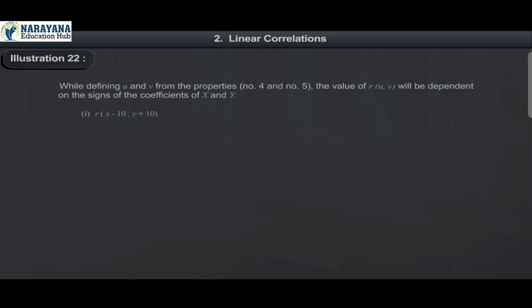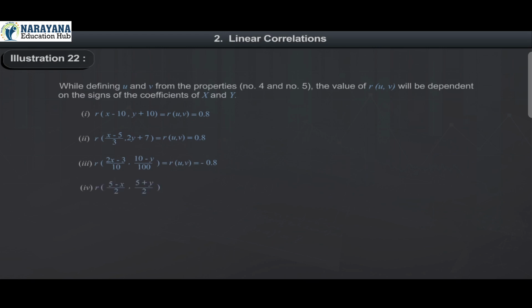Number 1. r of x minus 10, y plus 10 is equal to r uv is equal to 0.8. Number 2. r of (x minus 5) divided by 3, 2y plus 7 is equal to r uv is equal to 0.8. Number 3. r of (2x minus 3) divided by 10, (10 minus y) divided by 100 is equal to r uv is equal to minus 0.8.